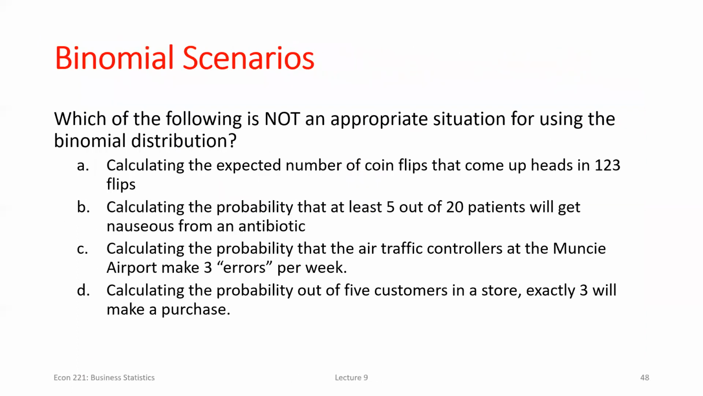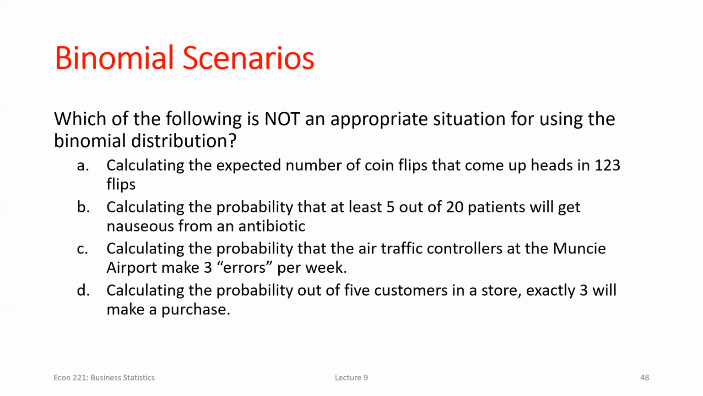Okay. So just trying to give a few more examples of things we can apply the binomial distribution to. We'll think about these different scenarios and which one would not be appropriate for the binomial. So calculating the number of expected coin flips that come up heads out of 123 flips. Pretty easy. Calculating the probability that at least 5 out of 20 patients get nauseous from the antibiotic.